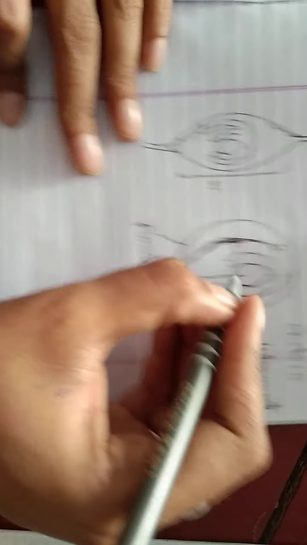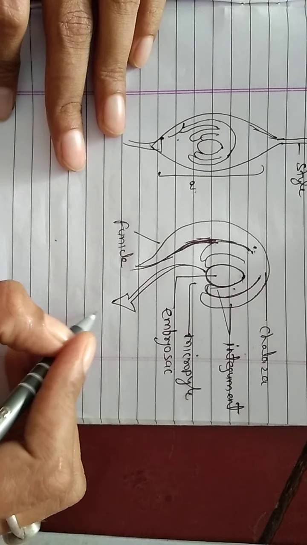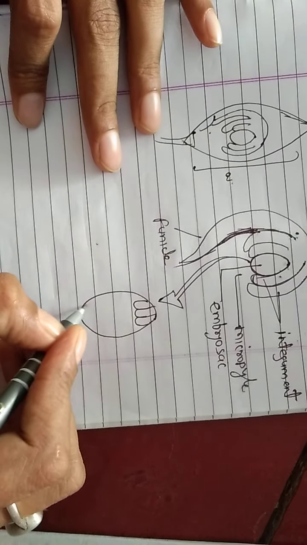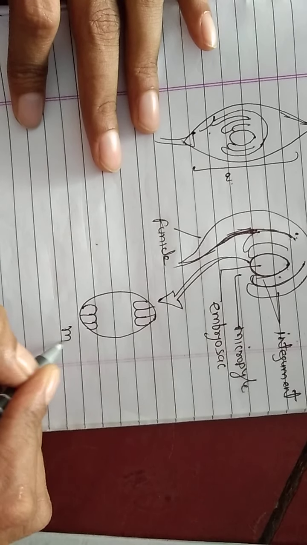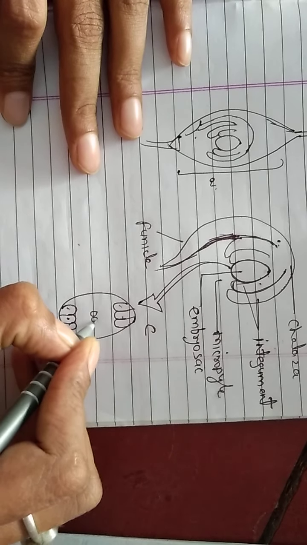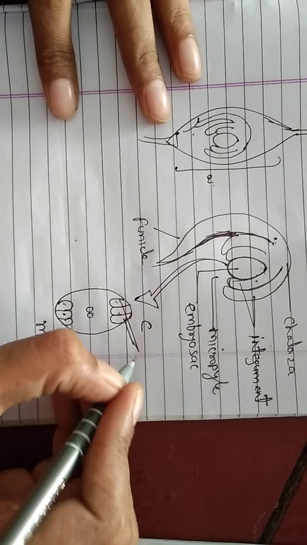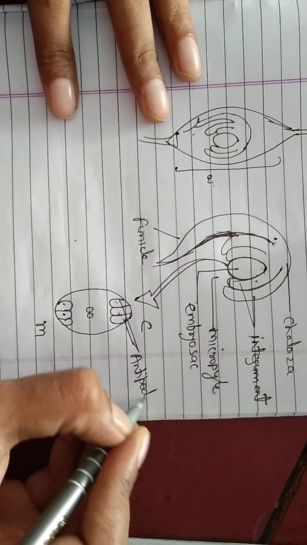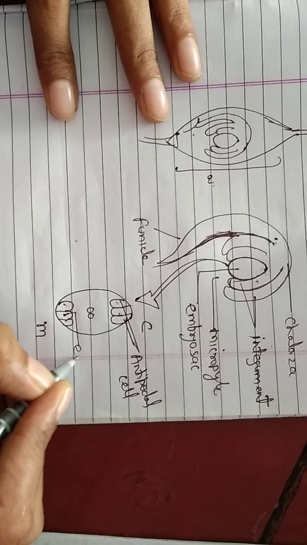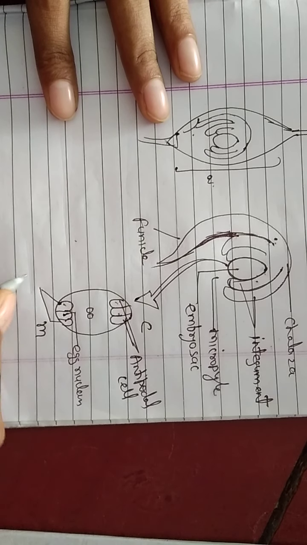The embryo sac has an arrangement like this: the upper terminal has 3 cells and the lower terminal has 3 cells. This one is the micropyle and this one is the chalaza end, and in the center there are two nuclei. The upper terminal 3 cells are known as antipodal cells, the lower middle cell is known as the egg nucleus, and these two cells are known as synergids.